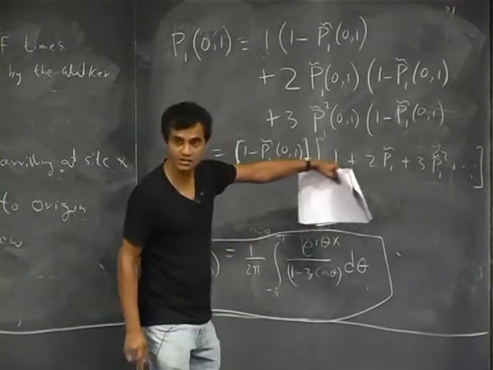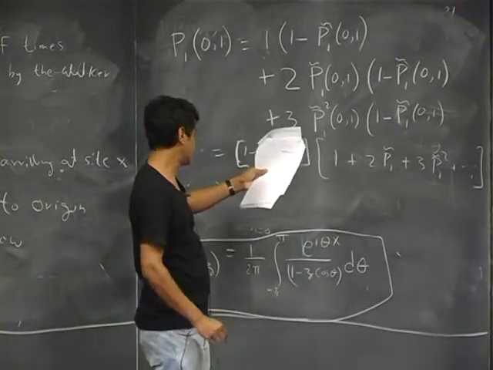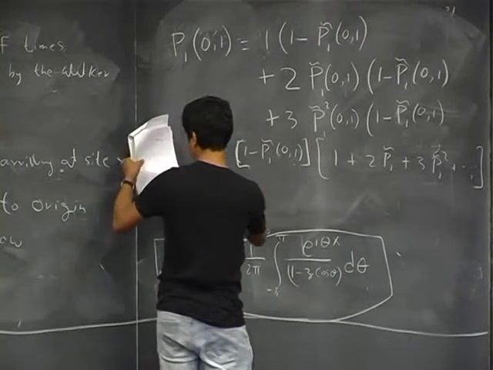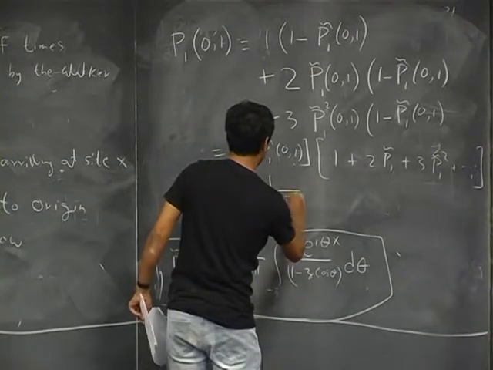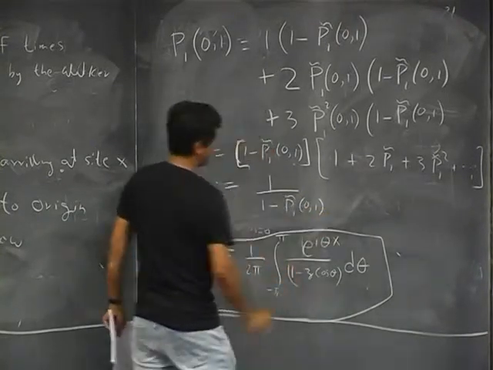Now this series you can sum. I'll just give you the answer. If you sum this series, it's equal to 1 by 1 minus p1 tilde 0 1.